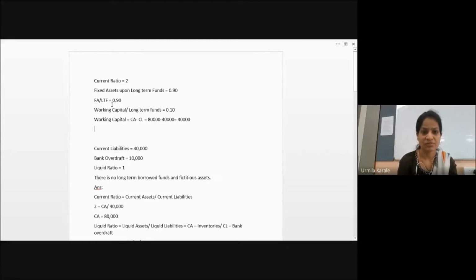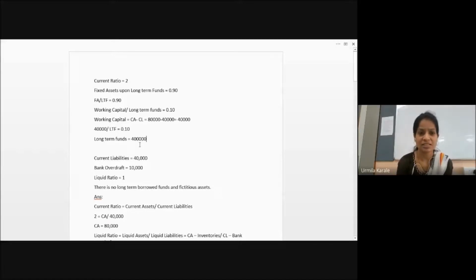Now the next line: working capital divided by long term funds. Working capital is 40,000, so 40,000 divided by long term funds equals 0.10. If you solve it, long term funds will come to 4 lakh. How did we find this? We moved long term funds to this side, and 40,000 divided by 0.10 comes to 4 lakh.